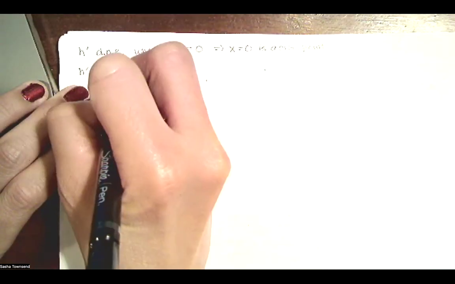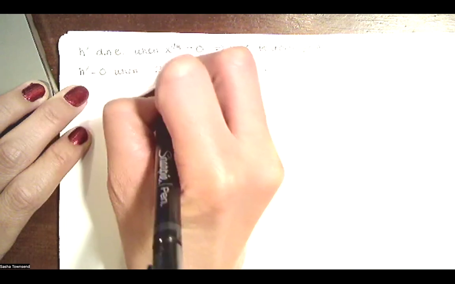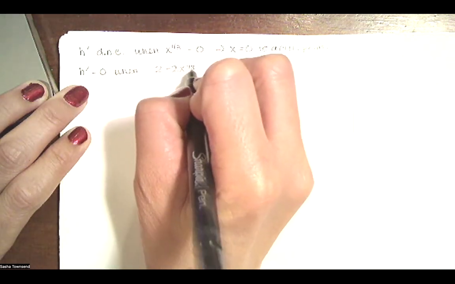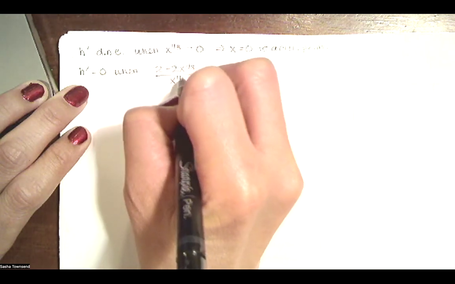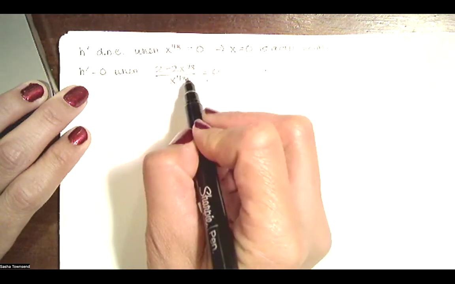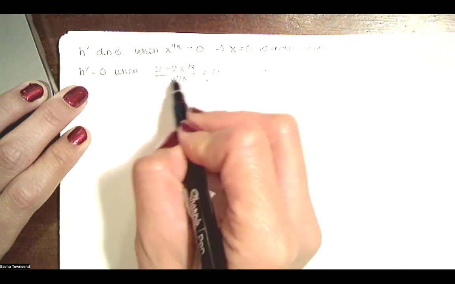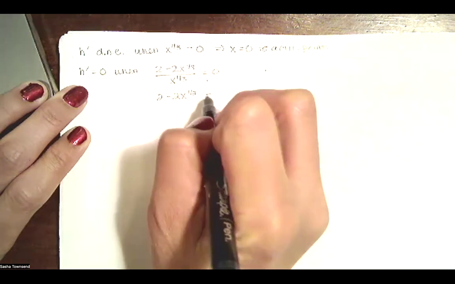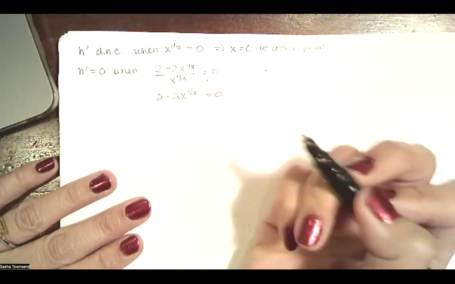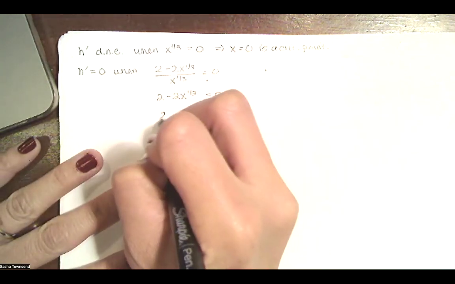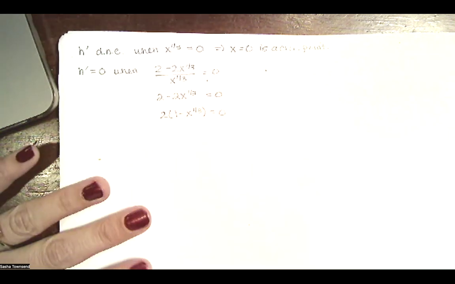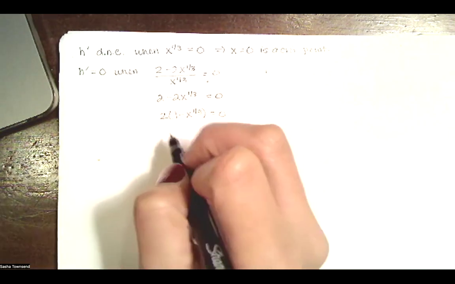And then h prime is equal to 0 when that fraction equals 0. So we had 2 minus 2 times x to the 1/3, all divided by x to the 1/3 equals 0. Provided that x doesn't equal 0, we can multiply both sides by that quantity, and we just get that the numerator equals 0. If you want, you could factor out the 2. And then divide both sides by 2.